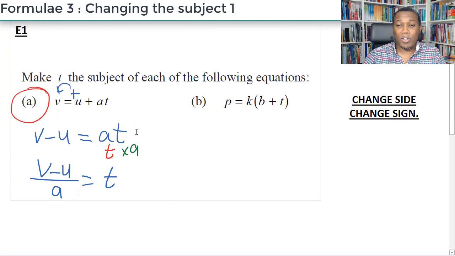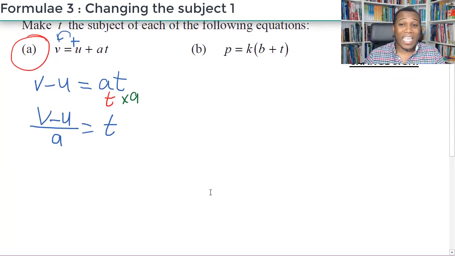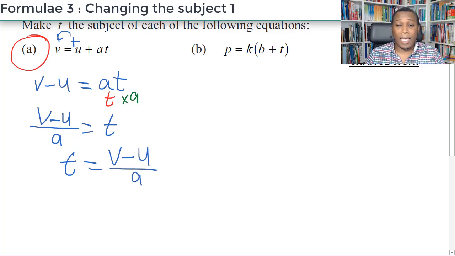As I said before, can we leave it like this? Yes, our job is done. If we want to make that change, we can swap over and we can say that T, as the subject, is on the left, take away V minus U divided by A. That's what T is equal to.